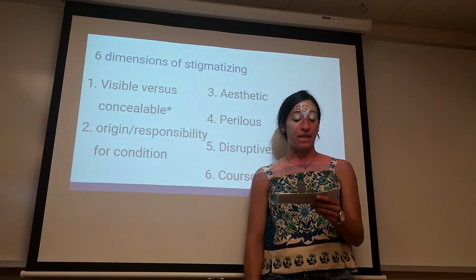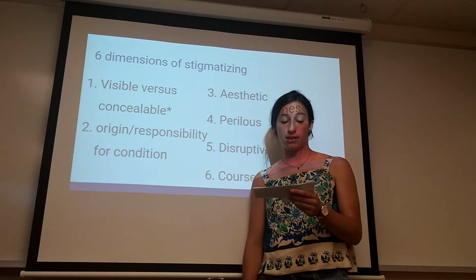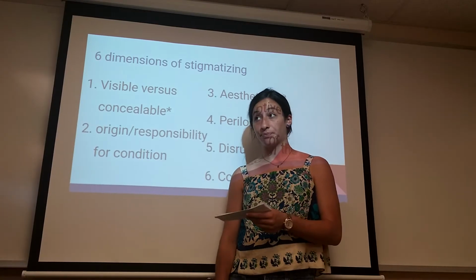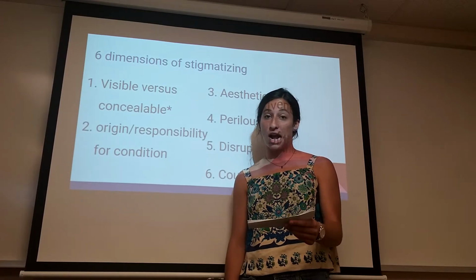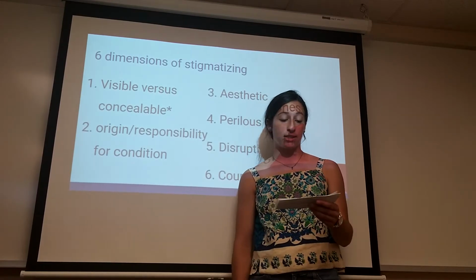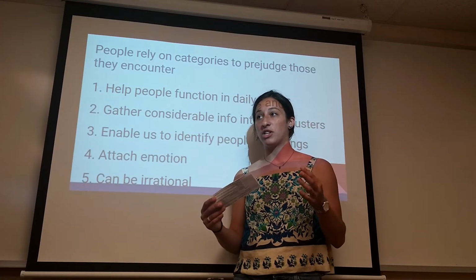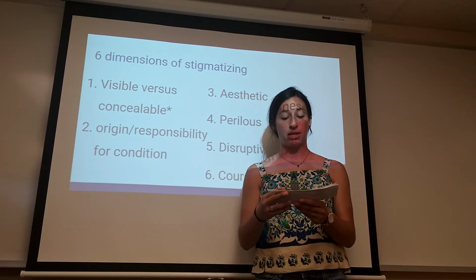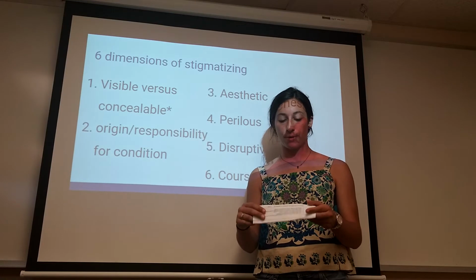Third, aesthetic. Is the stigma distressing or upsetting to others? Fourth, perilous. Is the stigma viewed as dangerous or contagious to others? Fifth, disruptiveness. Will the stigma block or otherwise prevent social interactions or communication? And sixth, will the stigma change over time, getting better or worse? So the question that presents is, which do you think persons with disabilities are most likely to be stigmatized by? And the answer is number 1, visible versus concealable.